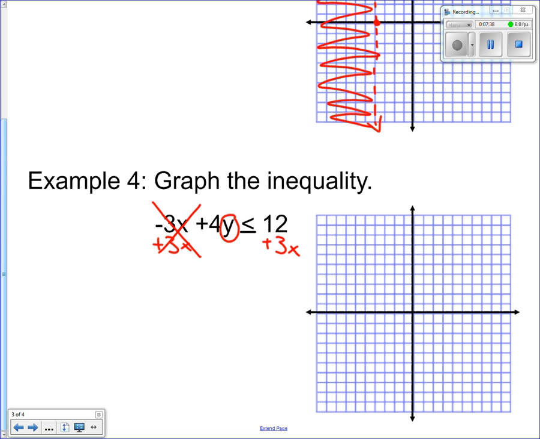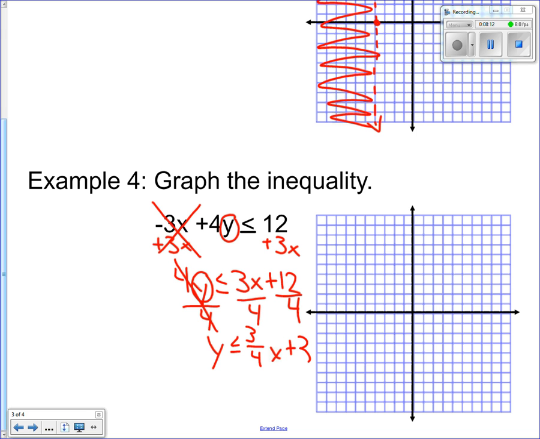That's gone. Bring down everything I didn't use, the 4y. Didn't do anything to change the symbol. Positive 3x, positive 12. And remember, we can't combine the 3x and 12 because they are not like terms. We still need to get y by itself. So that 4 is multiplying, so divide to get rid of it. So that would cancel. So y is less than or equal to 3/4 x plus 3.